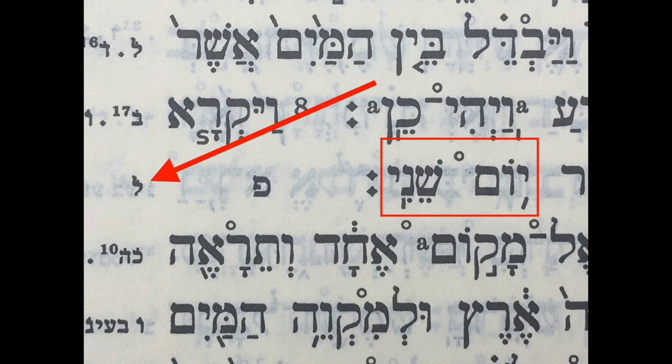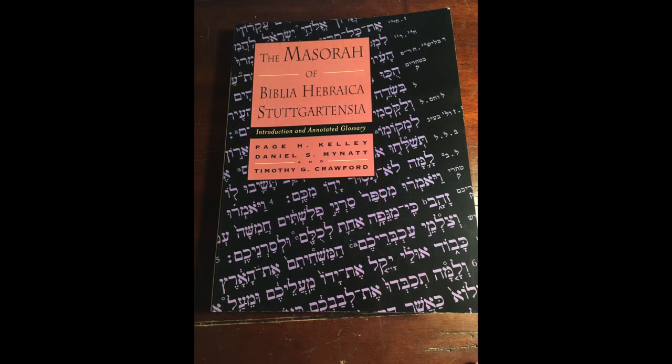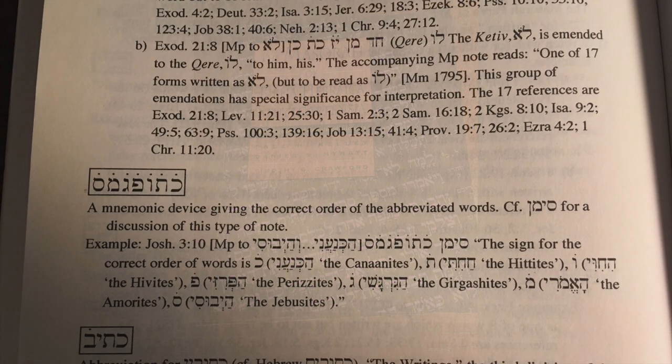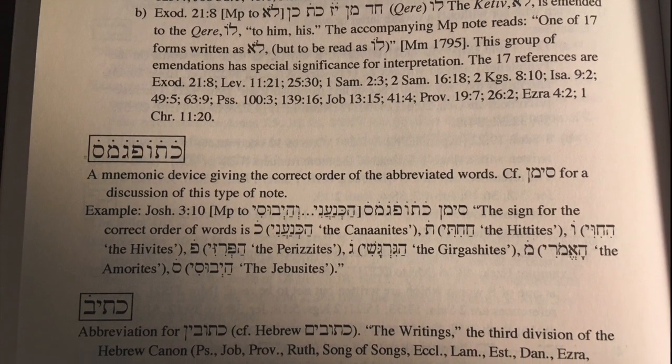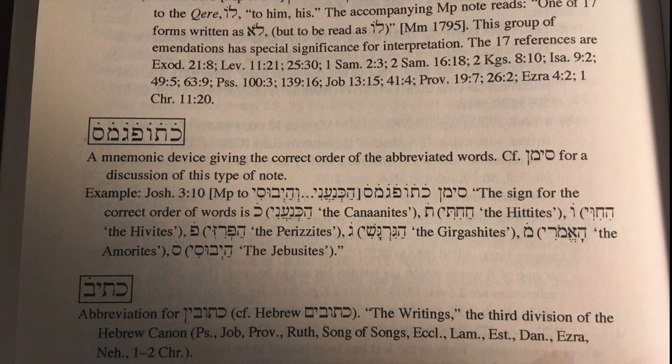I'm going to look at a book called The Masorah of Biblia Hebraica Stuttgartensia by Kelly, Minat, and Crawford. It's about $10 to $20. I'll have a link in the description below. And what this book is going to do is going to have an entry for each and every one of these little Masorah notes so that you'll know what the Masoretes were trying to tell you.